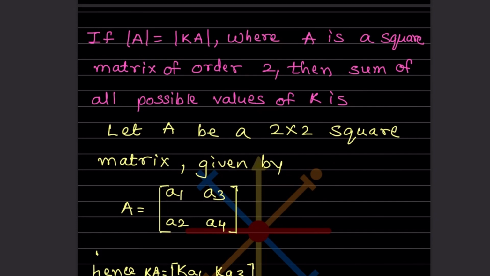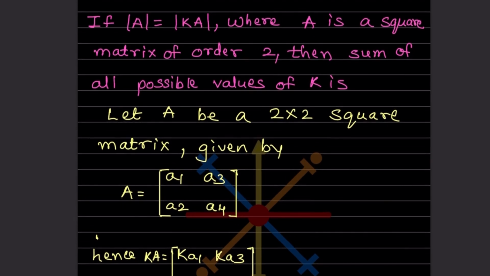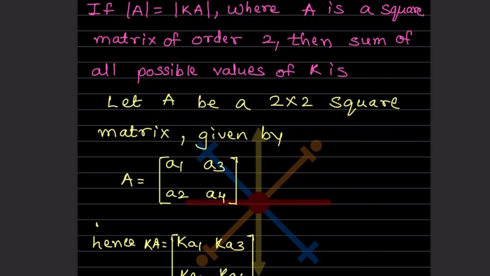So now here they said the determinant of A is Ka, where A is a square matrix of order 2, then sum of all possible values of K. You want the possible values of K. So now they said the square matrix of order 2 means A be a 2 by 2 square matrix. So 2 by 2 means here we can write as A1, A2, because we are writing a matrix, so we are putting this type of bracket. So A1, A2, A3 and A4, let us put this one. And then they said here, determinant of A is Ka.